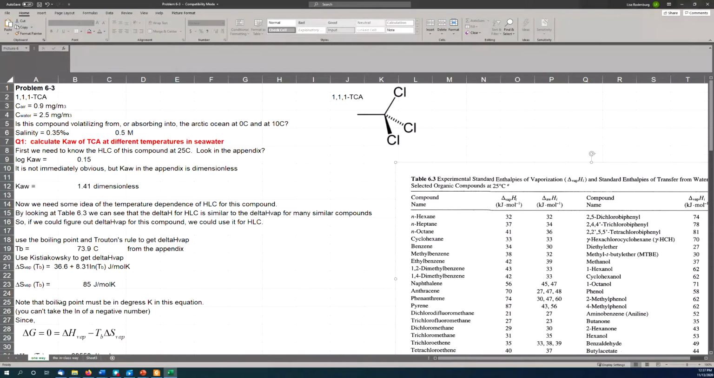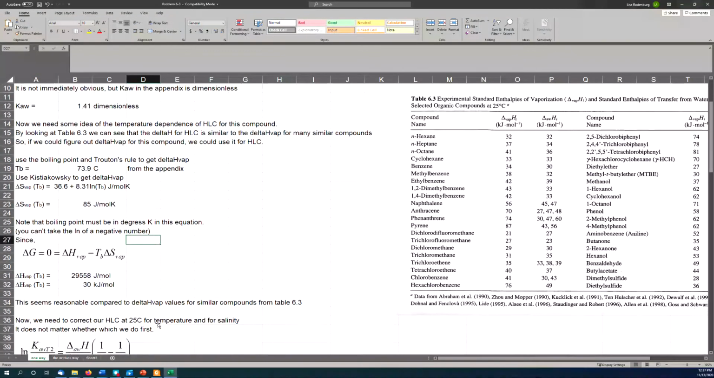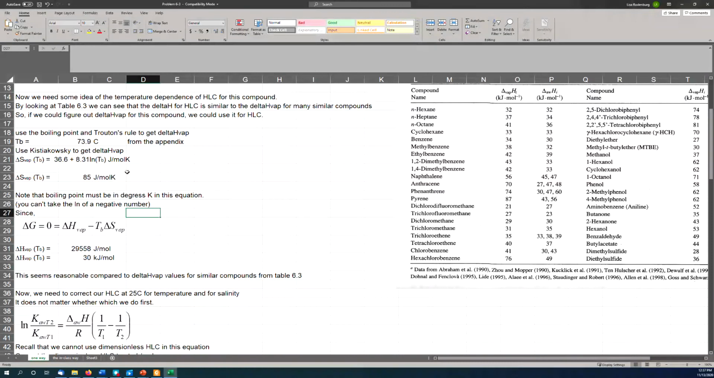Here I'm going to use Trouton's rule. You could do that. In Trouton's rule, you have to know the boiling point. You can look that up in the appendix. You use the Kistiakowsky equation here to back out delta S of vaporization. It comes out to be 85 joules per mole Kelvin. That's what we expect from Trouton's rule. It should be around 85, somewhere around there, 88, something like that, joules per mole Kelvin.